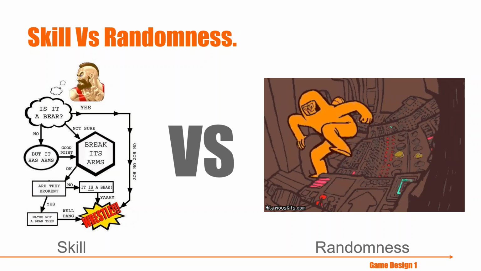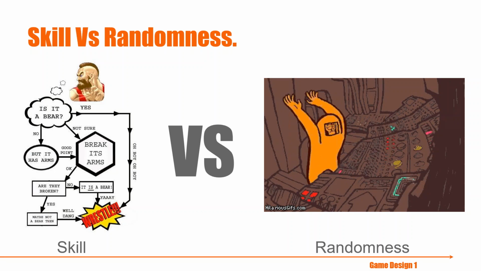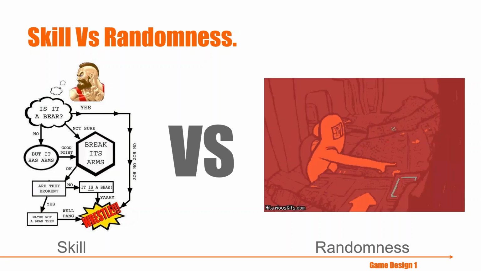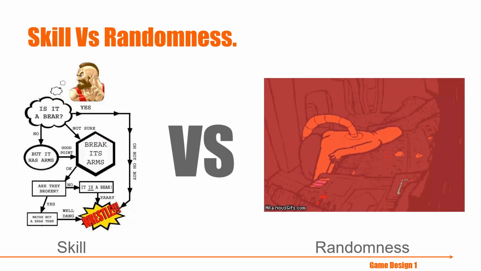Now, we have two things here. We have skill and we have randomness. Well, the obvious question is, how much randomness versus how much skill? What's right? Well, skill and randomness both have their place with all games, even analog games.